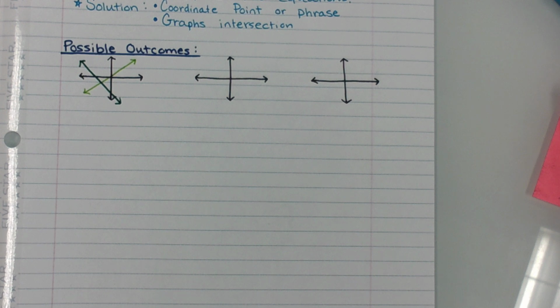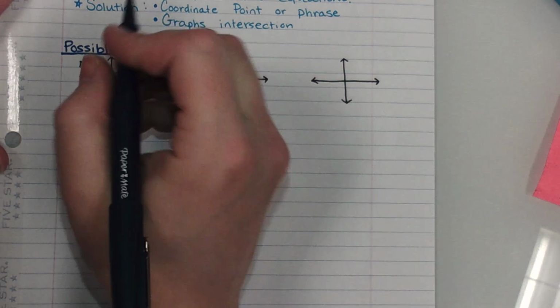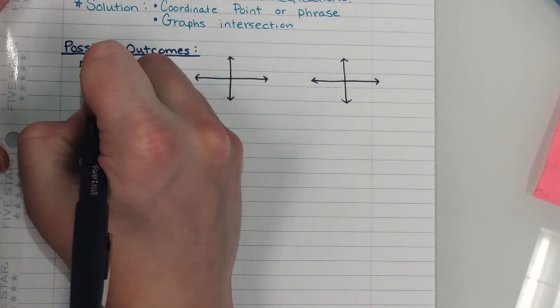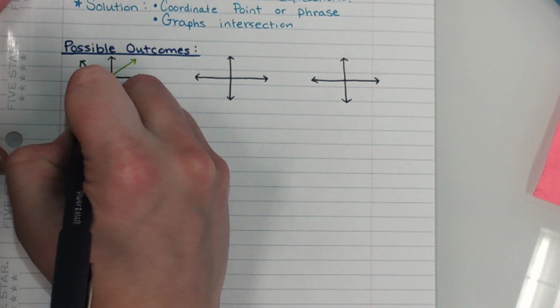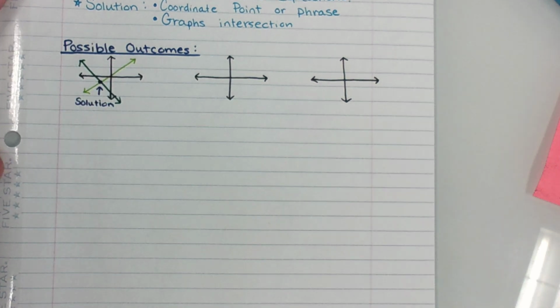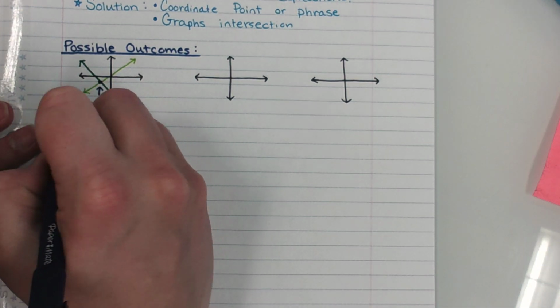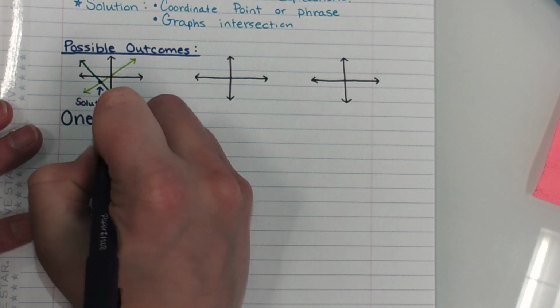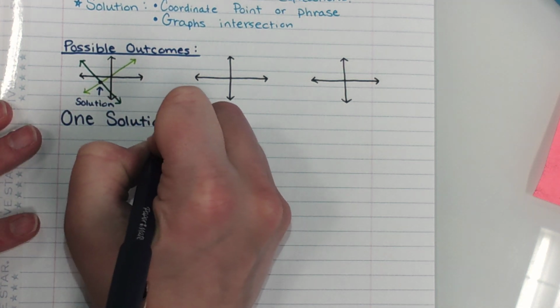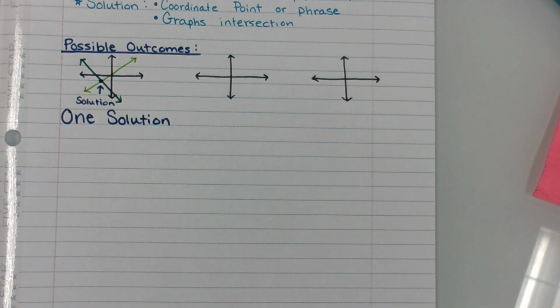The first option is the most generic option, and it's the one that people think of most. Where you got 2 graphs, they intersect at one point. That point right there, that is the solution. When this happens, specifically, it's said that we have one solution. And for a linear equation, that's generally what you want.